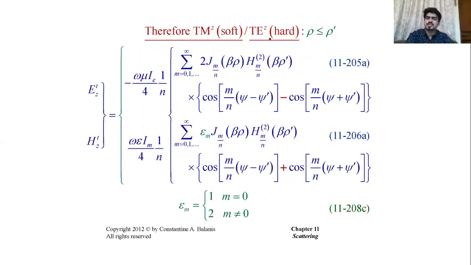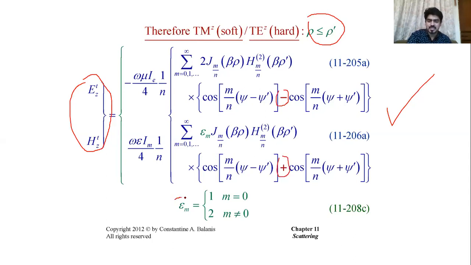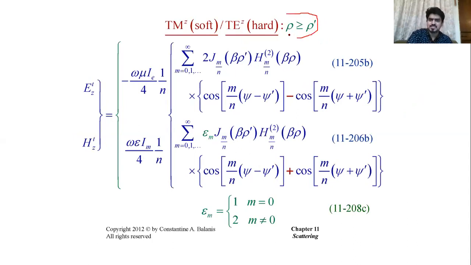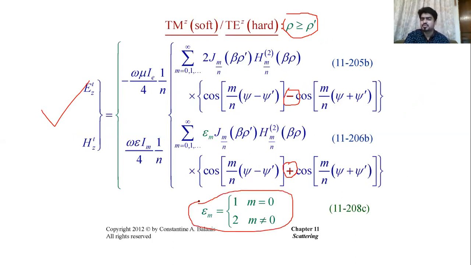So basically we can combine those expressions together, and this is going to be your combined expression for ETZ and HTZ for the first region, for TE to Z and TM to Z polarization. The only difference is the negative and positive sign. With this, epsilon m equals 1 when m equals 0, and epsilon m equals 2 when m is not equal to 0. For the second region, this will be your expression again. Again, you have the same expression, only the negative and positive terms are the main difference. And similarly, epsilon m has two values, the Neumann coefficient.